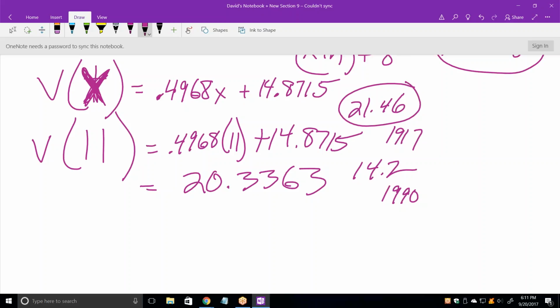What is x in 2013? Remember, x is the number of years since 1990. So 2013 minus 1990 is 23. So you just plug in 23 for x? Yep. What does that give you? Let me plug it in.